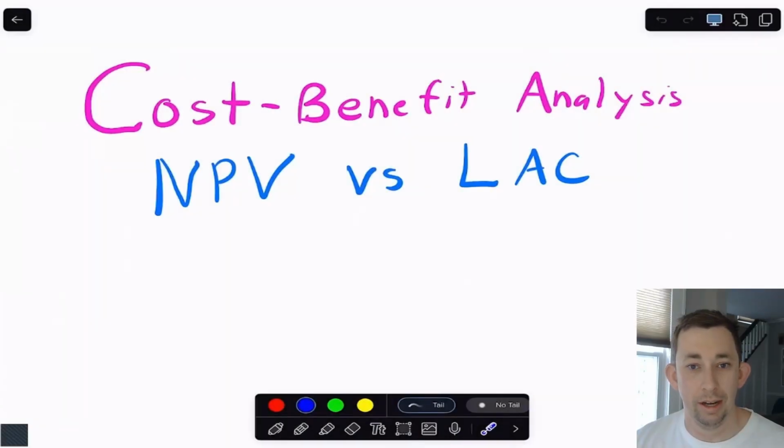Today I'm going to keep talking about cost-benefit analysis. In the last video on cost-benefit analysis, I talked about net present value. Today I'm going to talk about the LAC method, or the levelized annual cost method. This is going to follow the video that I just did on net present value. So if you haven't seen that video, go ahead and check that out.